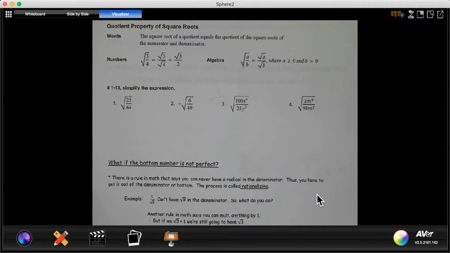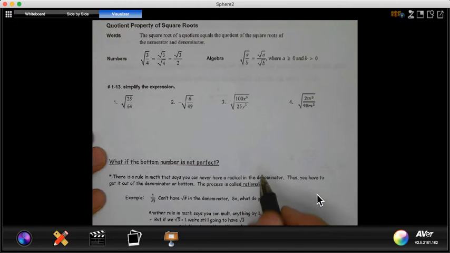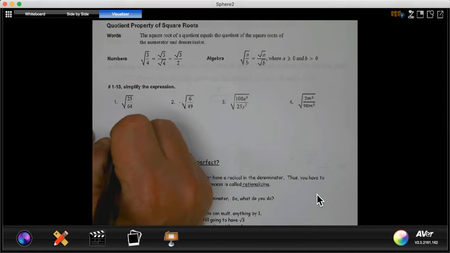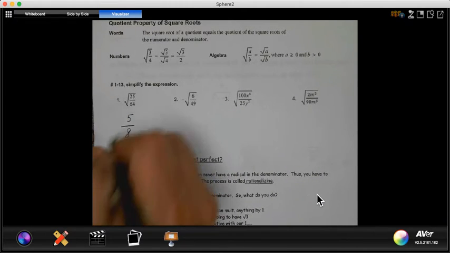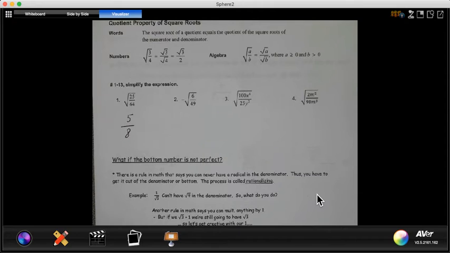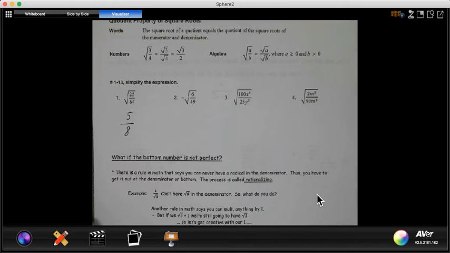So simplify the expression. Well, you can square root the top. The square root of 25 is 5. And you can square root the bottom is 8. So the square root of 64 is 8. So 5/8 is your final answer. We always talk about not using decimals for these. Try and use as many fractions as you can.